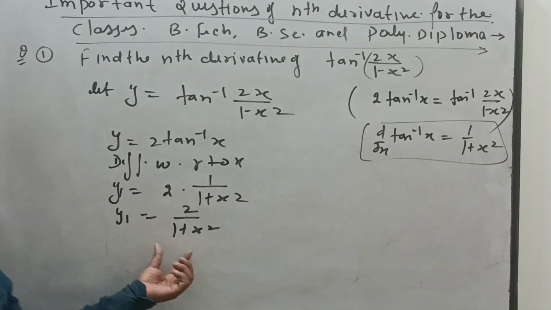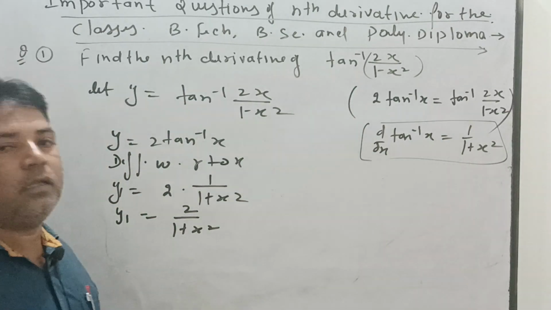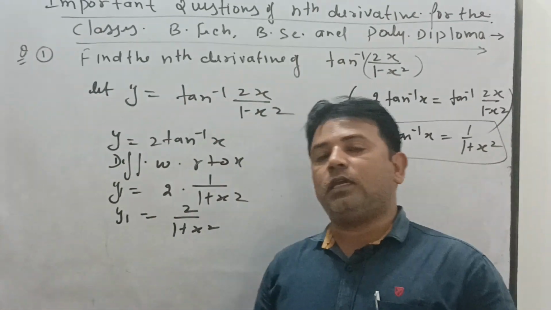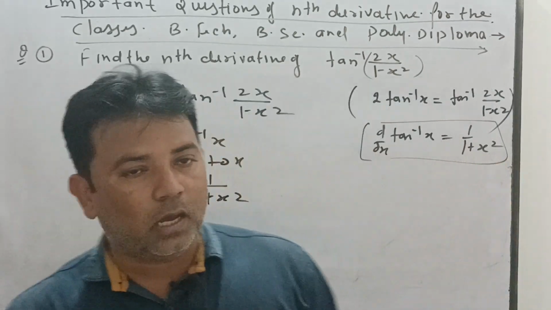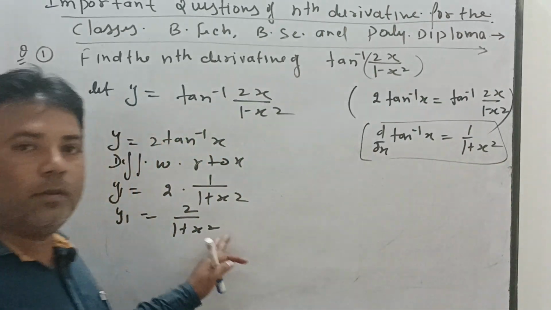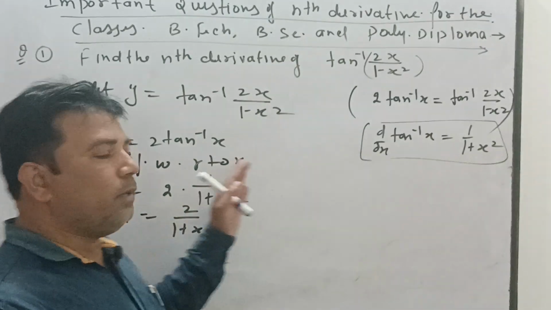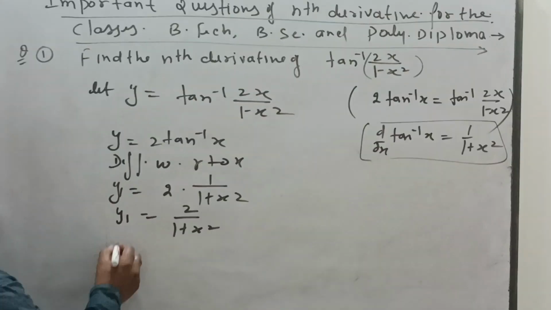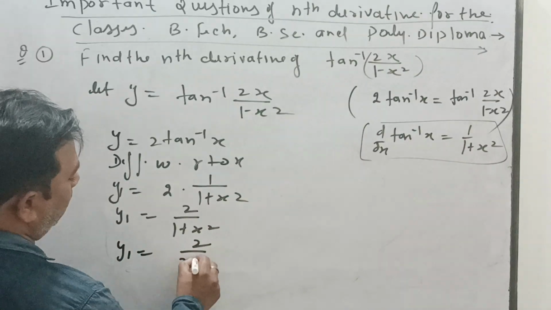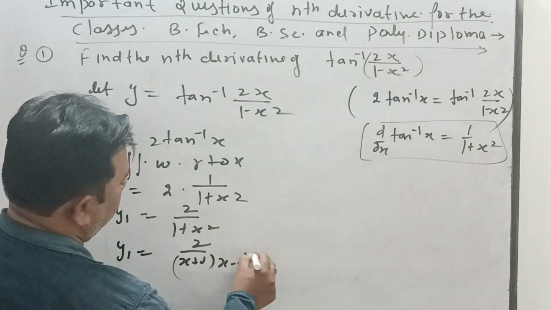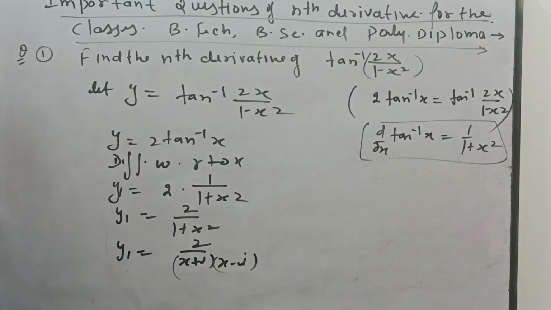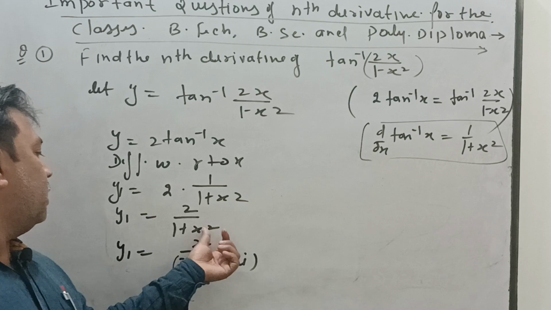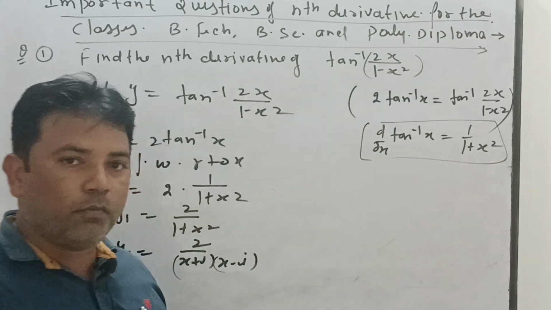Now we factorize this function, then solve by partial fractions, then take the nth derivative. If you have not seen my previous video, please see it for a better understanding of these questions. Now we factorize 2 upon 1 plus x square. We cannot factor 1 plus x square normally, so we change this function to 2 upon (x plus i)(x minus i).